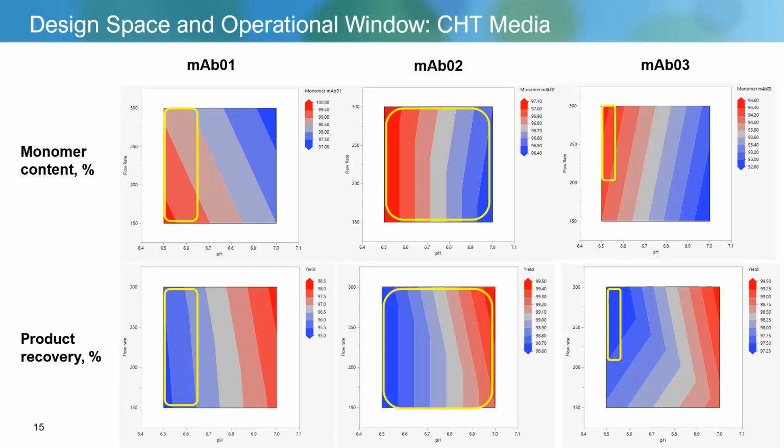Provisional operating windows are marked as the yellow boxes, considering monomer content and product recovery. For different mAbs, the optimal windows have various ranges and are not in the same positions within the design space. This observation shows the need of performing the DOE studies in order to find optimal conditions, even in the cases where all mAbs are showing similar chromatograms.